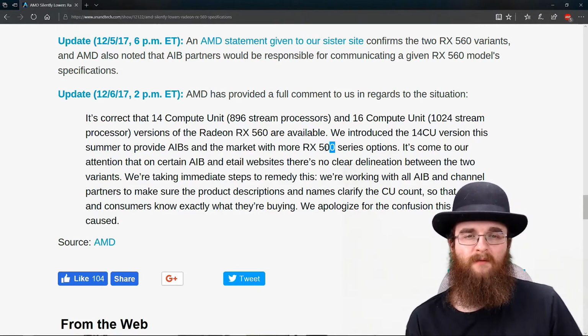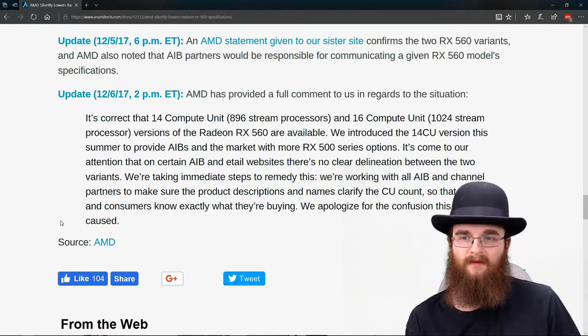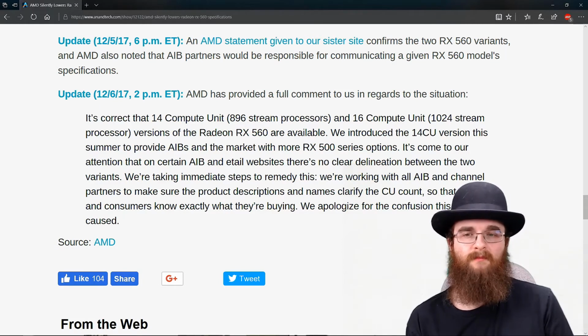So I don't understand why they didn't create a new tag for it then, if they were intending to create more options for the 500 series, but they chose not to for some reason. It's come to their attention that on certain add-in board partner and e-tail websites, there are no clear delineations between the two variants. They're taking immediate steps to remedy this. They're working with all add-in board partners and channel partners to make sure product descriptions and names clarify the CU count so that gamers and consumers know exactly what they're buying. They apologize for the confusion this may have caused.